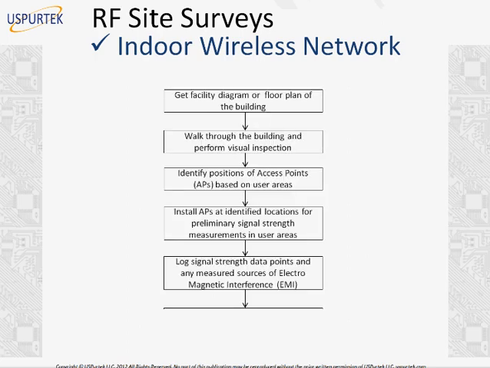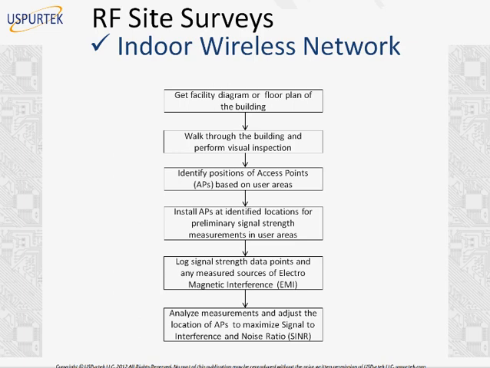Okay, so now let's move on to the RF site surveys. For an indoor wireless network, RF site surveys are very important before we install any RF equipment. I think some of you who are working in the field might be familiar with this process, but for the sake of completeness, I will just go through the simple steps. First of all, we need a facility diagram or a floor plan of the building. We walk through the building and perform a visual inspection to see where we need to position our access points based on user areas.